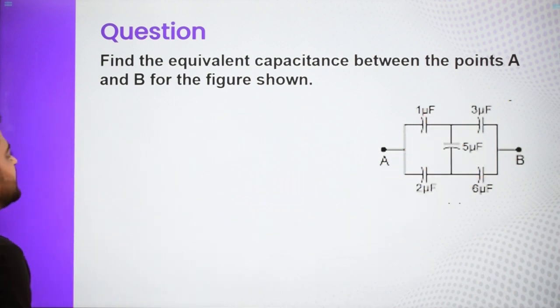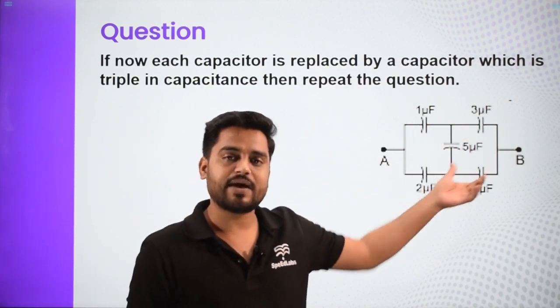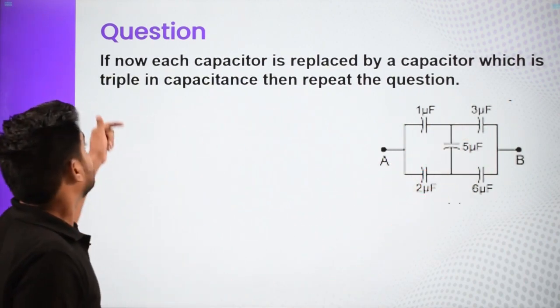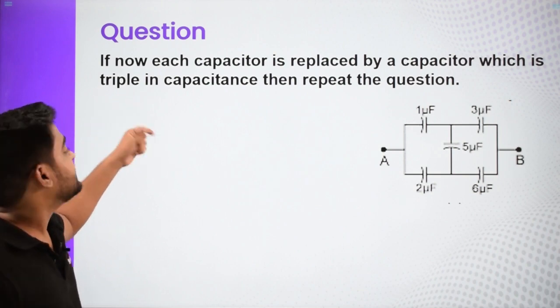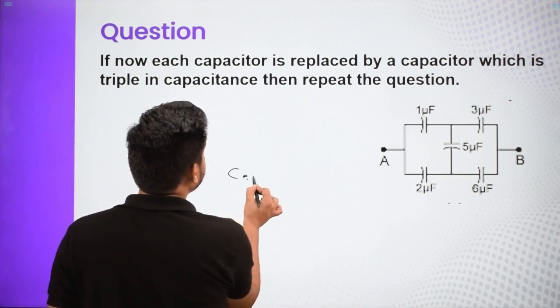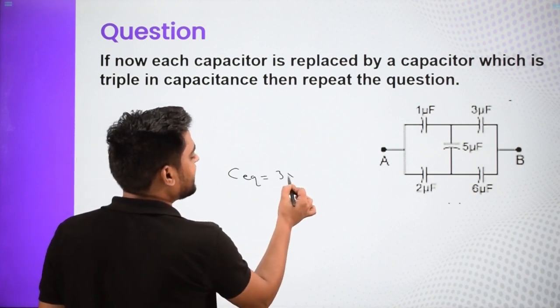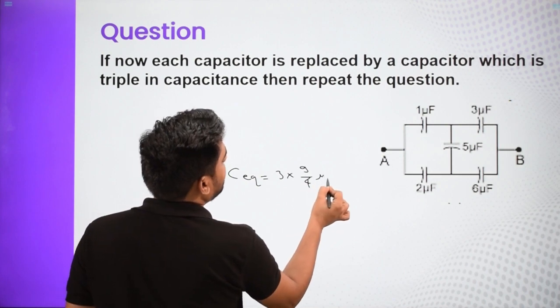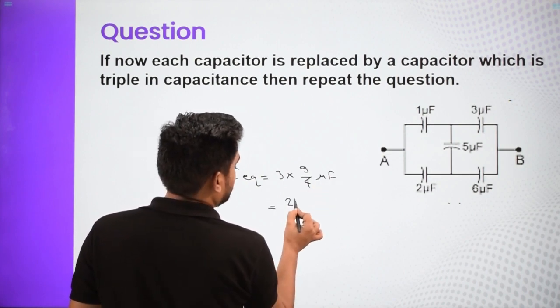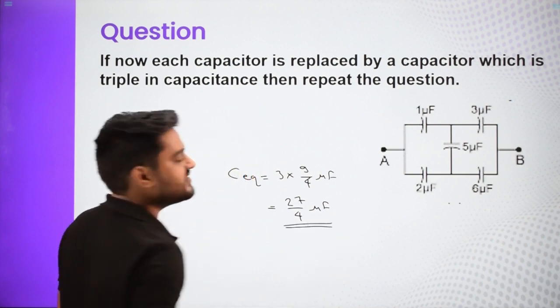Now, the next part of the question says, what will happen if each capacitor is replaced by another capacitor which is triple in capacitance? Then the equivalent will also be triple the original equivalent. So it will be 3 times 9 by 4 microfarad, and hence we get 27 by 4 microfarad. So this is the final answer.